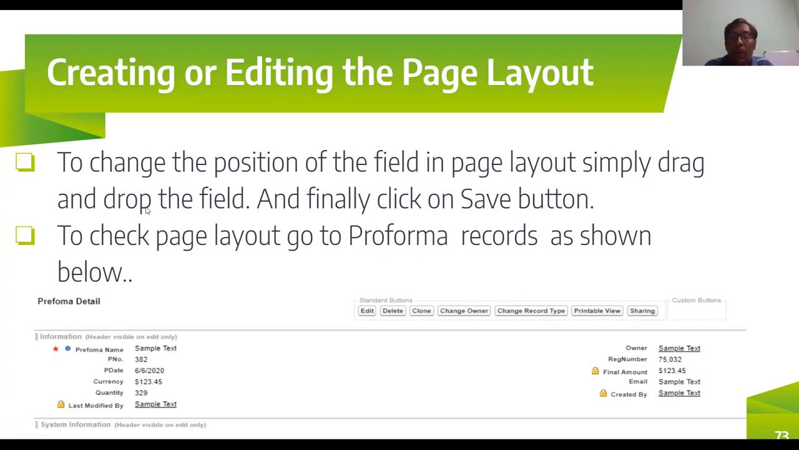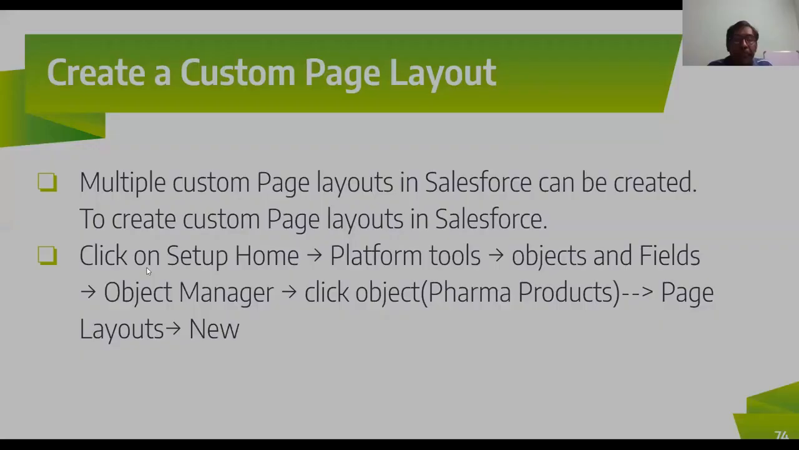To check the page layout, go to the performer record as shown below. You go to the app launcher, because you want to test it and see the changes. After saving, you go back, go to the app launcher, go to the particular app, and then click on the particular object, and it takes you to the detail page. You can see the pages, right? Once it is loaded, you can see that all the changes have been made.